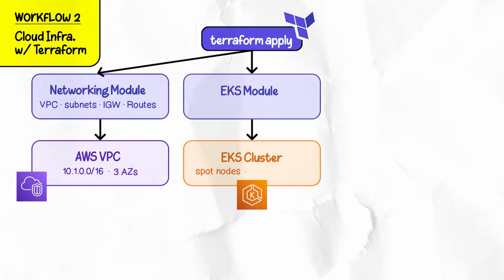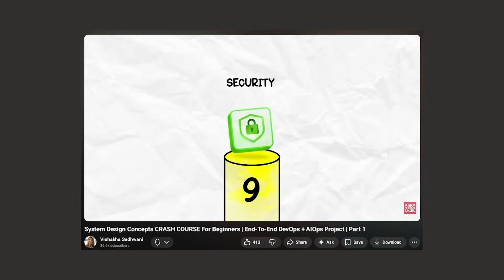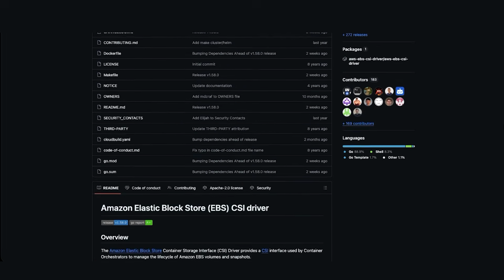Next, we have the EKS module that provisions the Kubernetes cluster. This includes the configuration required to create a cluster, the worker node groups, IAM roles for the cluster and the nodes so that it can communicate with other services. The OIDC provider for service accounts, which basically allows Kubernetes service accounts to assume a role without storing credentials. Security system design concept. And we also use the EBS CSI driver add-on.